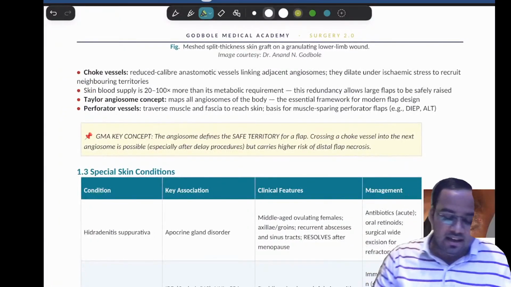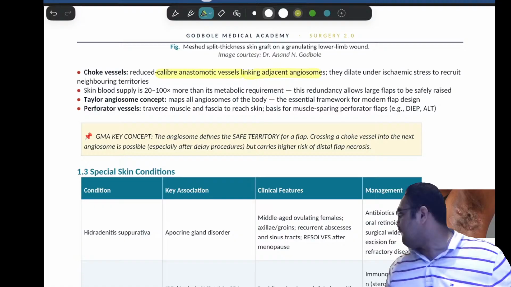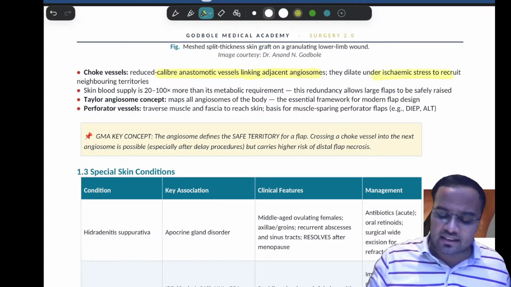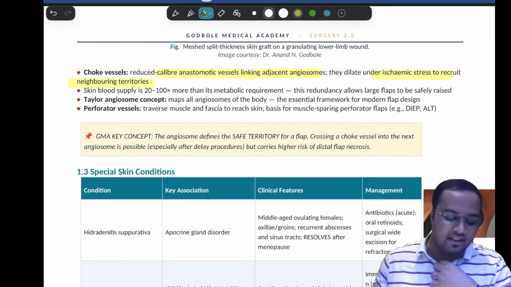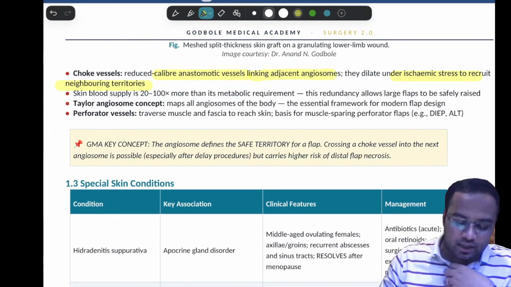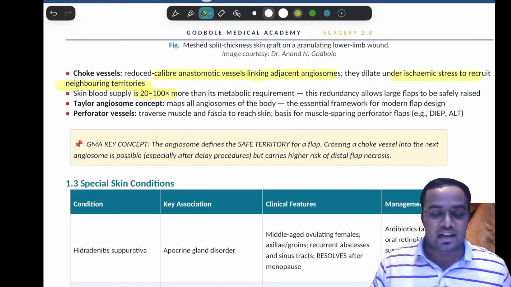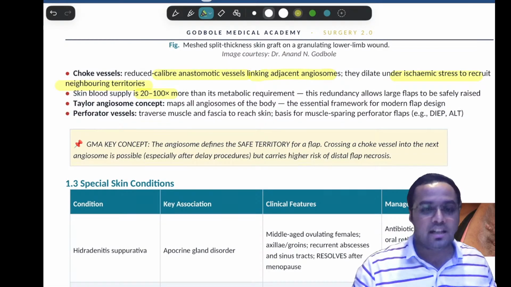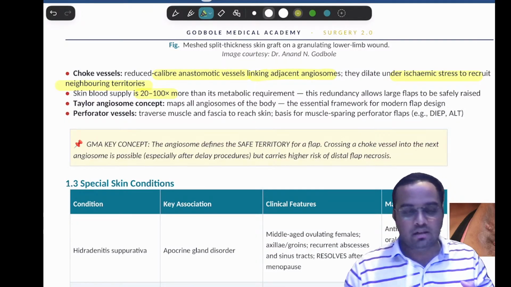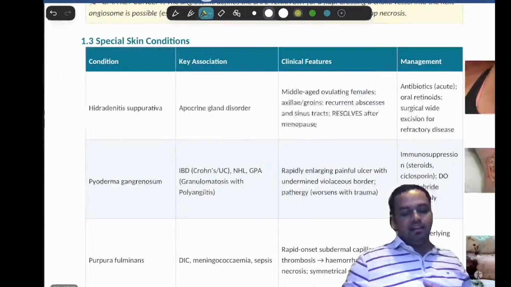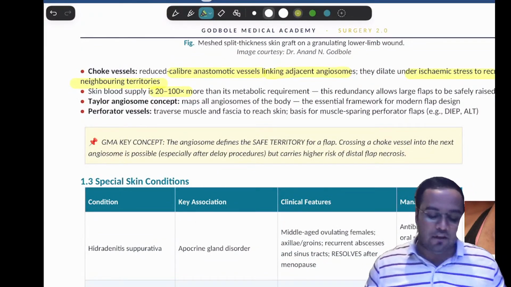What is the choke vessel? It is a reduced caliber anastomotic vessel which links the adjacent angiosomes, and they dilate under ischemic stress to recruit blood supply from the other territories. And always remember, the skin has the potential to take 100 times more supply than what it requires, because we saw that the skin acts as a physiological organ. It helps in thermoregulation, in the immune system, and in maintenance of temperature. All these things are carried out by the skin. Hence the skin has a blood supply of more than 100 times.